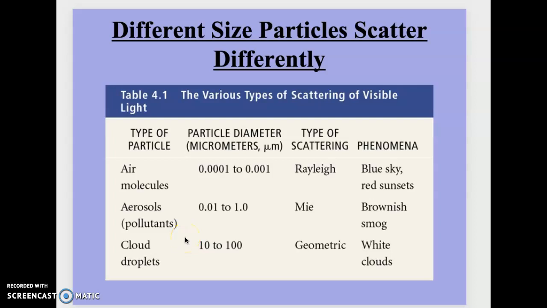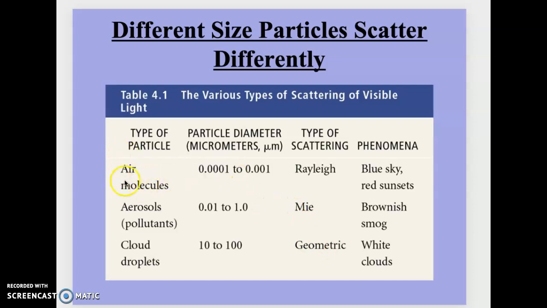Hello, so this week we're going to talk about atmospheric optics and how the atmosphere interacts with incoming light to create different visual effects. And one of the main ways this happens is through scattering. So scattering comes in three different forms: Rayleigh scattering, Mie scattering, and geometric scattering. And different particles in the atmosphere are what cause these scattering.